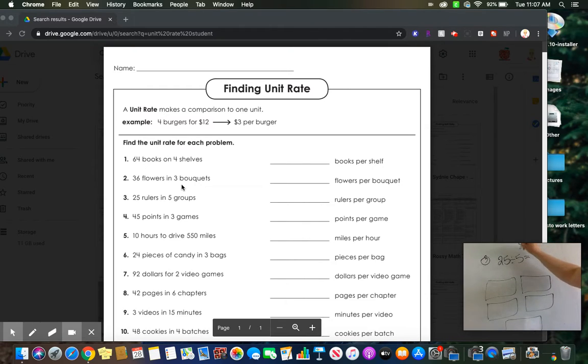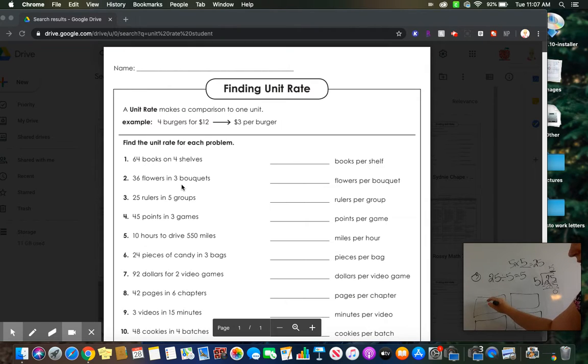5 times what is going to give you 25? The answer is 5. So that means 25 divided by 5 is 5. You can also do it this way. 25 divided by 5. 5 doesn't go into 2. 5 goes into 25. How many times? Well, you have to know this fact to get this one done. Goes in 5 times. You subtract, get nothing left over. Okay, so the answer is 5.